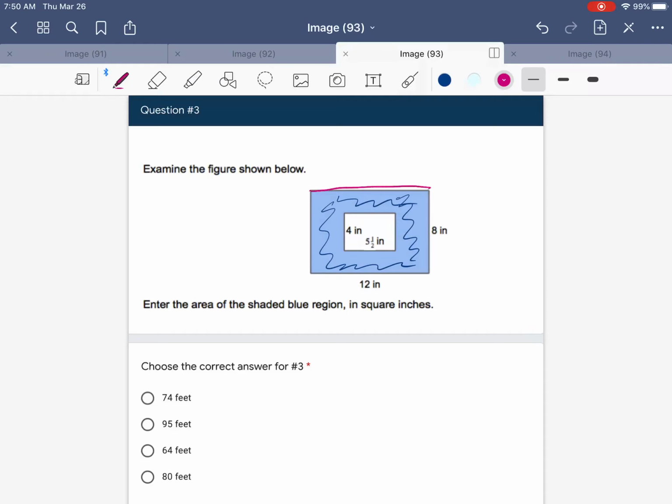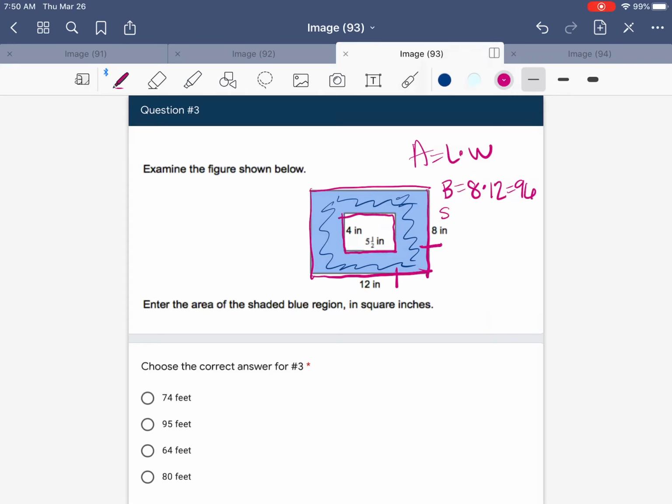So the bigger one is the 8 by 12. So I know that I have 8 by 12. Remember, area, length times width. So I'll just put B for bigger one, and we have it's 8 times 12, which is 96. Okay. Then we want to find the area of the smaller one.